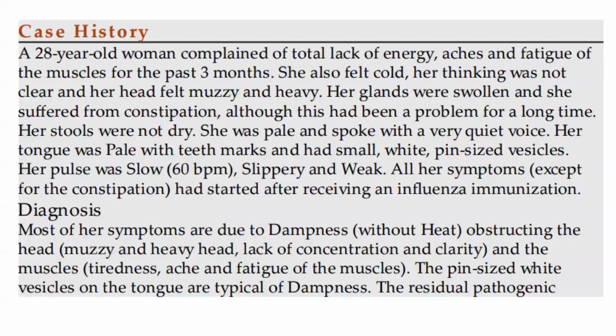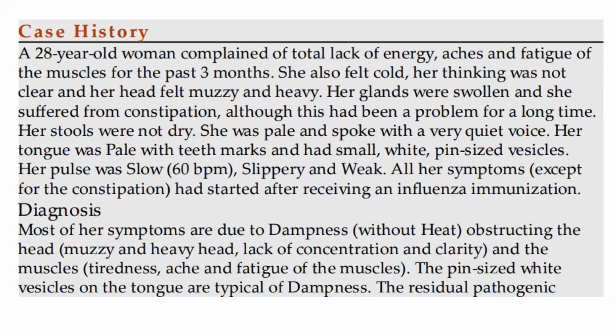Another case history, 28-year-old woman complaining of total lack of energy, aches, and fatigue of the muscles for the past 3 months. She also felt cold, thinking was not clear, head felt muzzy and heavy. Glands were swollen, and she suffered from constipation, although this had been a problem for a long time. Stools not dry. She was pale and spoke with a very quiet voice. Tongue pale with teeth marks and had small, white, pin-sized vesicles. Pulse slow, 60 beats per minute, slippery and weak. All her symptoms, except for the constipation, had started after receiving an influenza immunization.